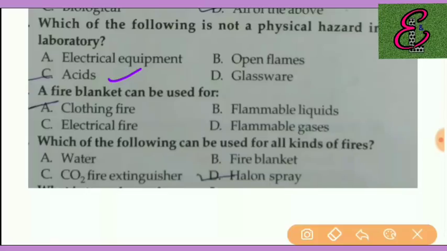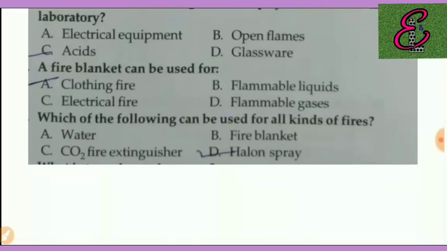Second question. A fire blanket can be used for? The answer is clothing fire. Which of the following can be used for all kinds of fires? The right answer is halon spray.